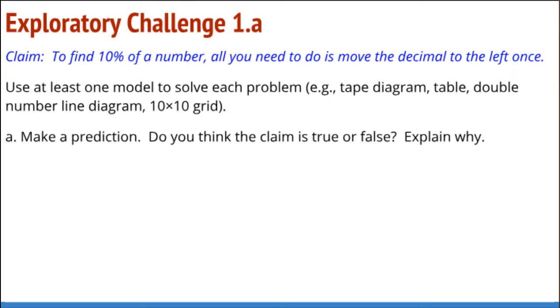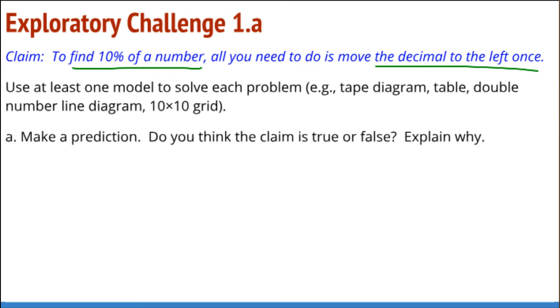We are going to try and make a generalization, which means we're going to try and come up with something kind of like a rule that we can follow. And we have two different situations that we are looking at that we are going to test out and see if these rules are true. And these rules are made as claims. And so maybe a classmate walks up to you and says, hey, I have come up with the coolest thing here. To find 10% of a number, all I have to do is move the decimal to the left once.